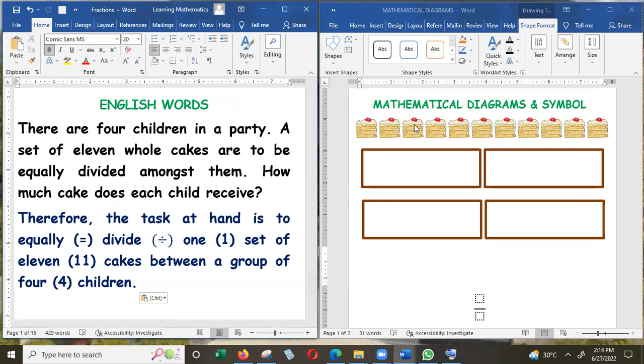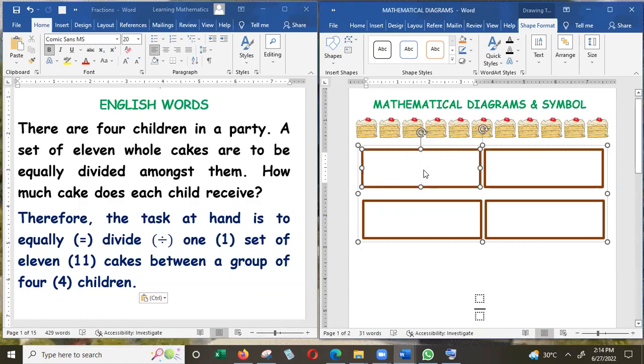So here now are some symbols to denote the word cake. The diagram for cake, here it is: 1, 2, 3, 4, 5, 6, 7, 8, 9, 10, 11 cakes. And the diagram for children, we can use a rectangle for the 4 children, 1, 2, 3, 4 children. So you have a set of 11 cakes and a group of 4 children.